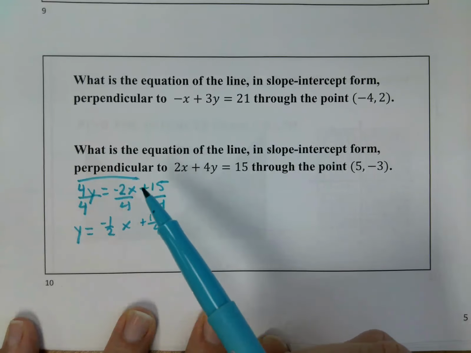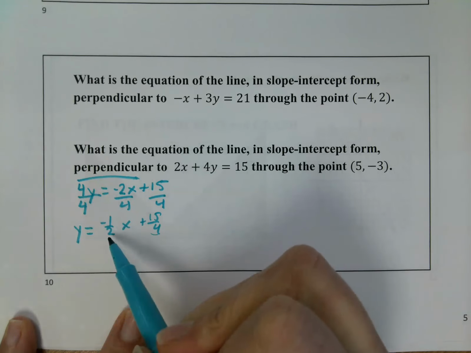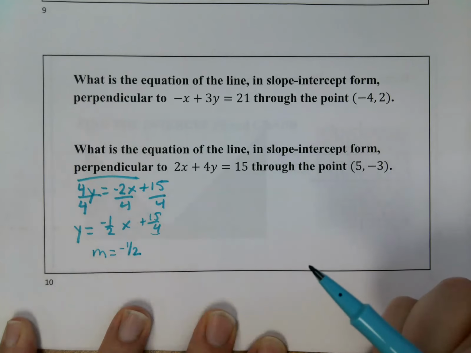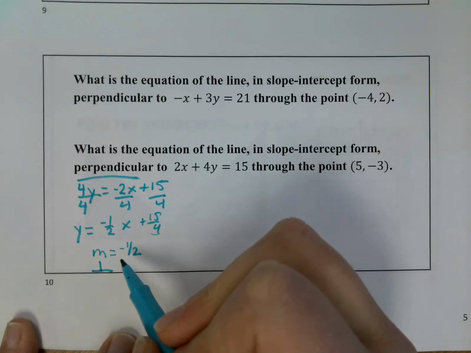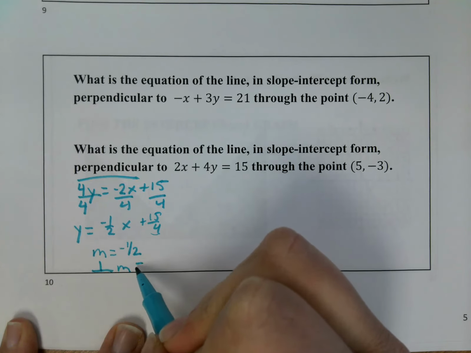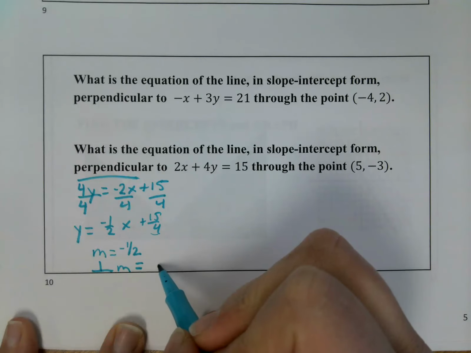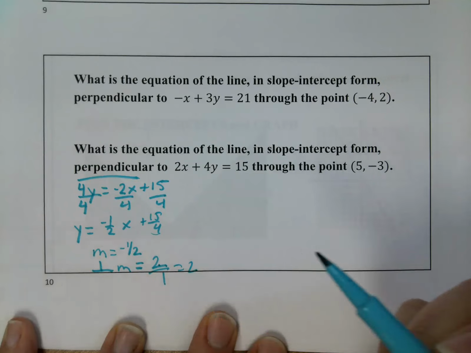Now, when I'm actually asking for the line that's perpendicular to this, I don't really care about the y-intercept. I'm looking at my slope. My slope in this equation is negative 1/2. That means my perpendicular, remember that's the symbol for perpendicular, my perpendicular slope is the opposite reciprocal of that. So opposite of that will be a positive. Reciprocal of that is 2 over 1 or just equal to 2.